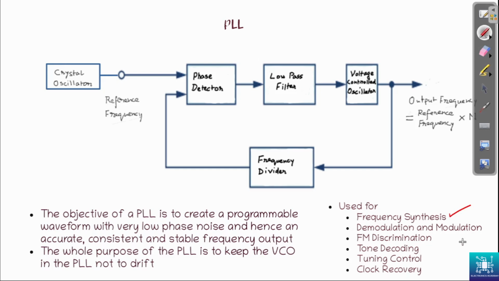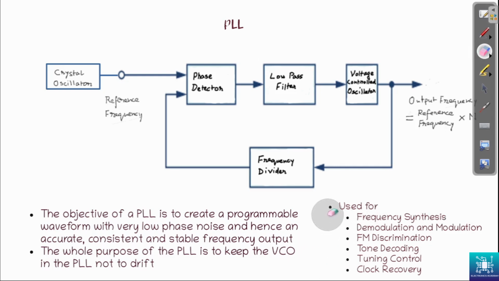It is also used for demodulation and modulation, FM discrimination, tone decoding, tuning control, and clock recovery. So we are not going to see any of this. Here, the only application of the PLL is to synthesize a frequency of our choosing. So whatever frequency we program it for, after the PLL is set, it should not deviate from that frequency. For us, in the case of our discovery board, we'll set it to 84 megahertz, and it should stick to 84 megahertz without any deviation. So in the next few slides, we are going to see how the PLL works.